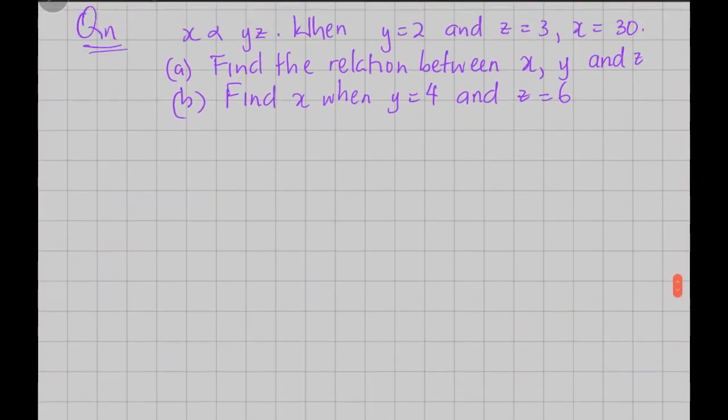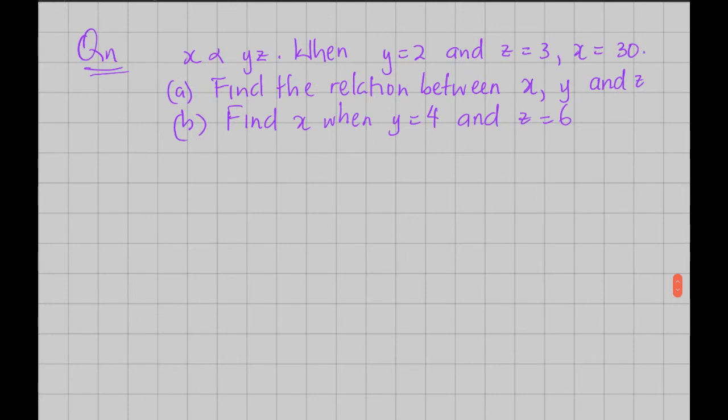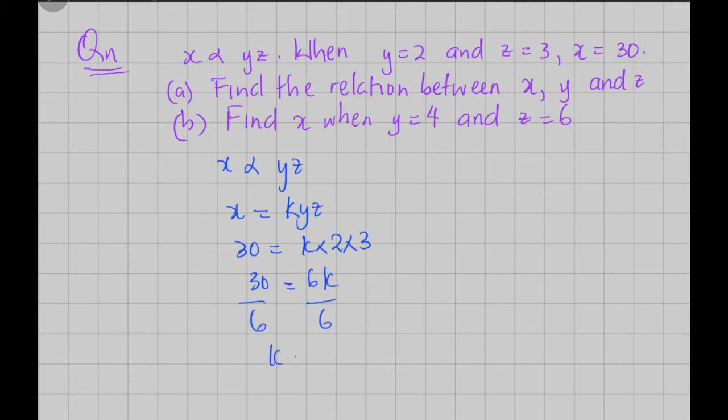Let's go on now to the second, which says x varies jointly as y and z. So we write it as x is equal to k, our constant, times y times z. We are given that when y is equal to 2 and z is equal to 3, x is 30. So 30 is equal to k times 2 times 3. We want to find our constant. 2 times 3 is 6, so 30 is equal to 6k. Dividing by 6 on both sides, our k is equal to 5. So our relationship will be x is equal to 5yz.